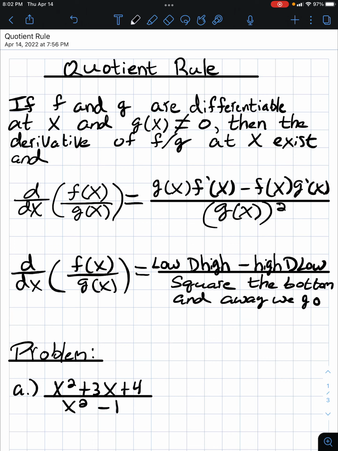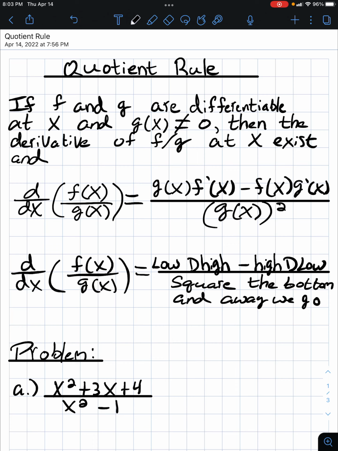The quotient rule is as follows. If f and g are differentiable at x, and g of x does not equal 0, then the derivative of f divided by g at x exists, and d/dx of f of x divided by g of x is equal to g of x times f prime of x minus f of x times g prime of x, divided by g of x squared.